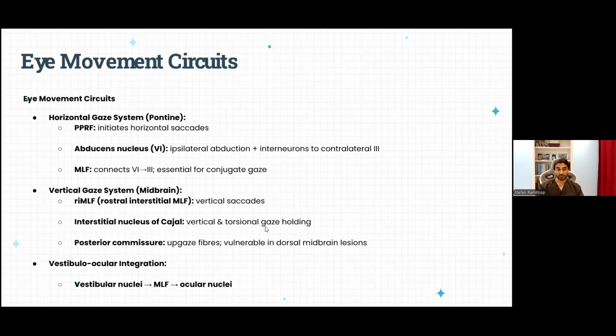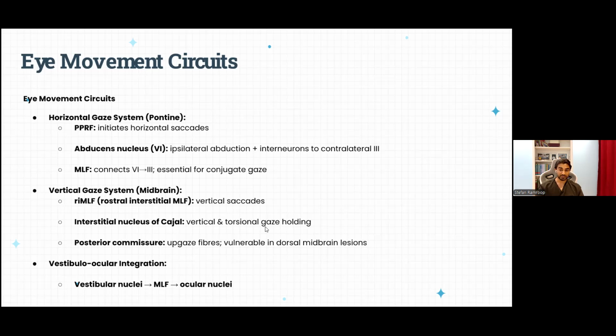The brainstem is also important for eye movement circuits. So starting with the horizontal gaze, that's coordinated at the level of the pons. So the PPRF initiates horizontal saccades. So damage here leads to loss of fast saccadic movements towards the side of the lesion, while pursuits and vestibular stimuli may still be partially preserved.